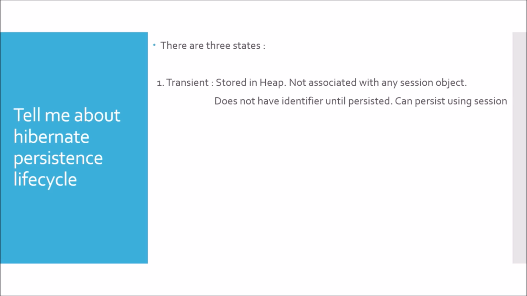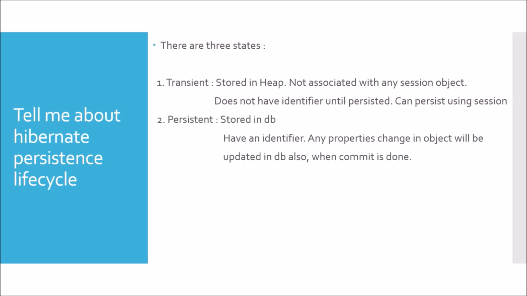The next state is persistent. Persistent means the object is stored in the DB now. It would have an identifier associated with it. Any property change in the object will also be updated in the DB when the commit is done.